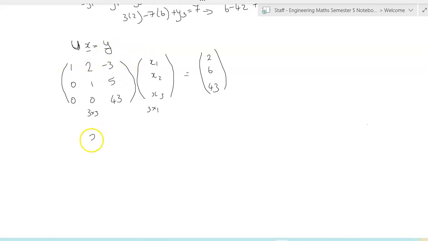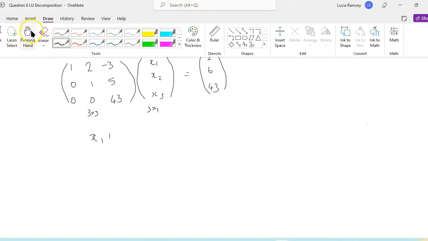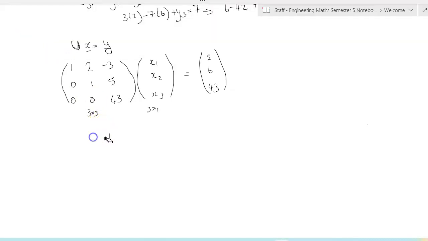So now let's multiply them out. Don't do it that way. Work from the bottom. It's easier to work from the bottom because of that. Let's just rub this out. Sorry about that. Look, 43 x3 is 43. Therefore, x3 is 1.